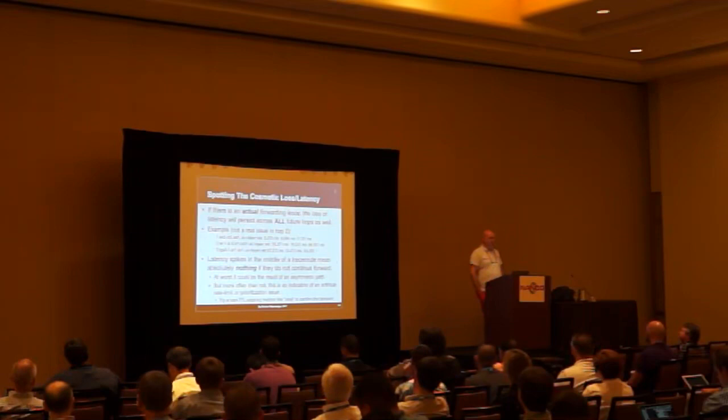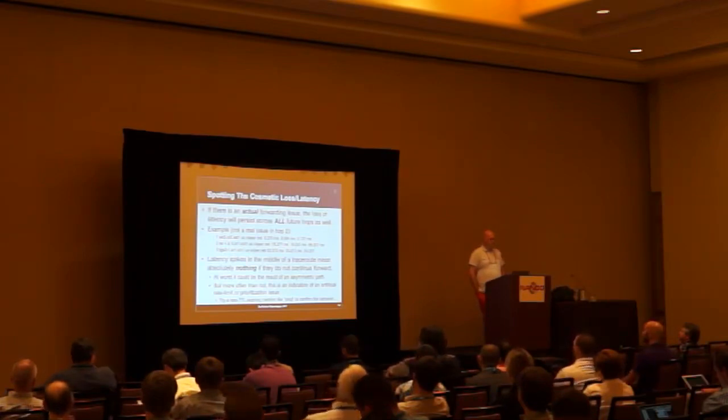So here's how you can figure out if there's an actual forwarding issue. If it's actually an issue, the loss and latency will persist across all future hops. So if you look at this example here, number 2, you see this weird spike from 18 milliseconds to 68 milliseconds. But you see how it doesn't continue in hop 3 and doesn't, I cut the rest, but it doesn't continue anywhere else? That means it's not a real forwarding issue.